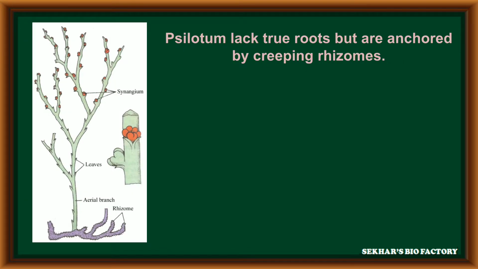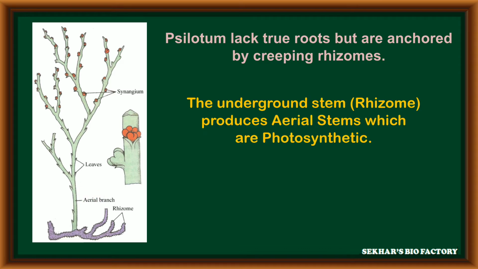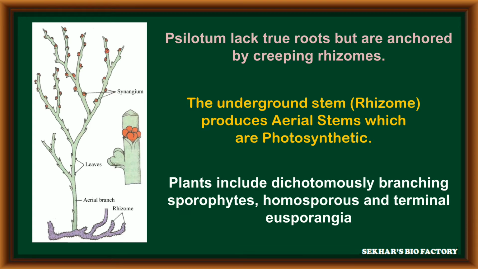Psilotum lacks true roots but a rhizome is present. This rhizome helps in creeping on soil. The underground stem is called the rhizome, and the aerial stem is photosynthetic in nature to perform photosynthesis. The plant includes a dichotomously branched sporophyte and it produces sporangia that are homosporous and terminal eusporangia.